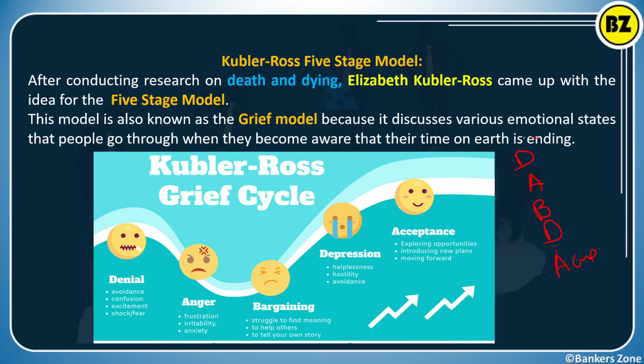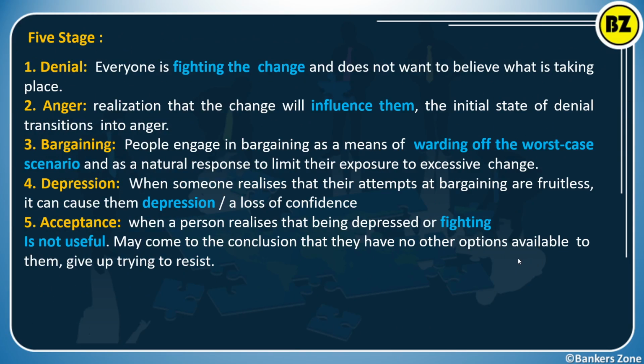See, the last and first stages are very easy to remember. First is obviously denial, and lastly you are going to accept. In the meanwhile you become angry, you bargain, and you go into depression. Those 5 stages you have to remember. Now we will see how those stages relate to change management, one by one. Everyone is fighting the change, does not want to believe what is taking place.